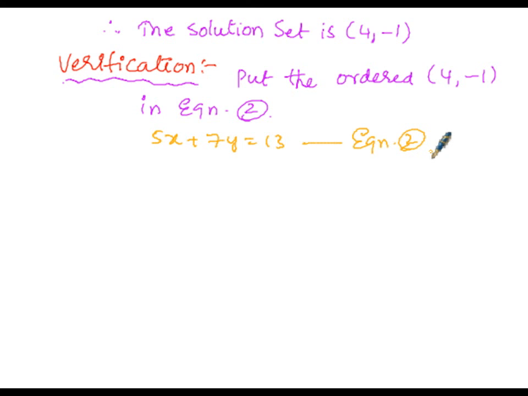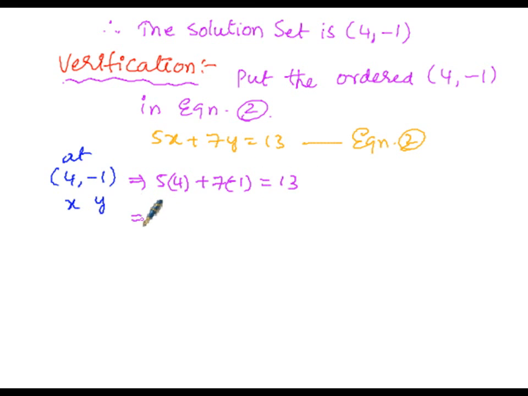So in the next logical step, 5 into x must be substituted as 4, plus 7 into y must be substituted as minus 1, that equals 13. So 5 fours is 20, plus of minus is minus, 7 ones is 7, equals 13. So simplification: 7 is negative, 20 is positive, plus of minus is minus, we have to subtract. 20 minus 7 is 13.